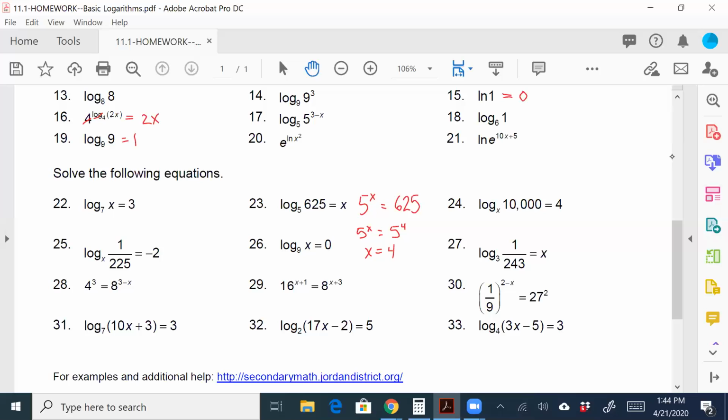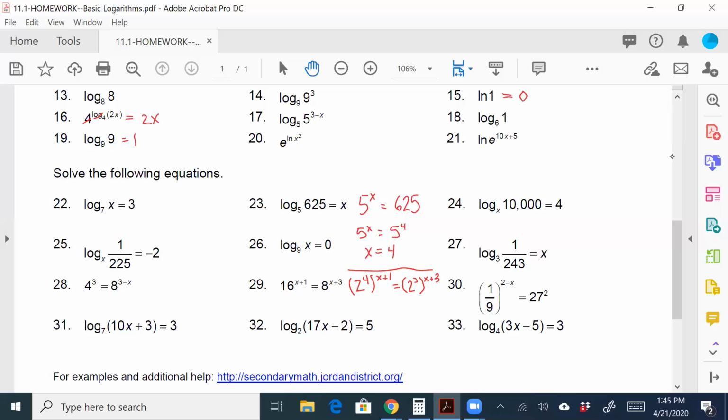Number 29 is a little more challenging. Let's do 29. 16 and 8. Well, see, 16 is not a power of 8, but they're both powers of 2. And so I can say 16 is 2 to the 4th power, raised to the x plus 1. And 8 is 2 to the 3rd power, and that's raised to the x plus 3 power.